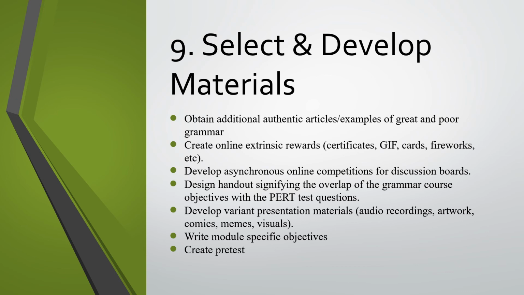Fortunately, most of the current materials will suffice. We only need to obtain some additional authentic articles that have examples of great and poor grammar being used. We need to create some online extrinsic rewards. We need to develop an asynchronous online competition or two for discussion boards. And we need to design a handout signifying the overlap of the grammar course objectives with the PERT test questions. We need to develop variant presentation materials, audio recordings, artwork, comics, memes, visuals, etc. We need to write module-specific objectives, and we need to create a pre-test.